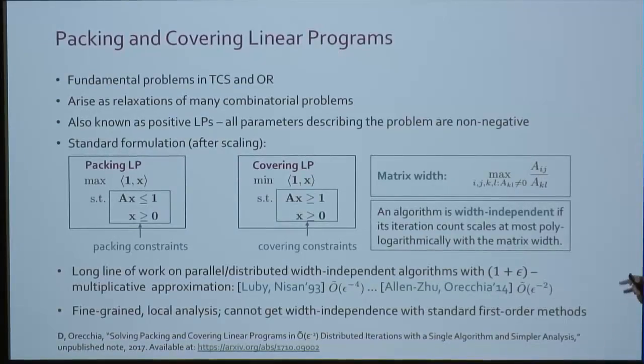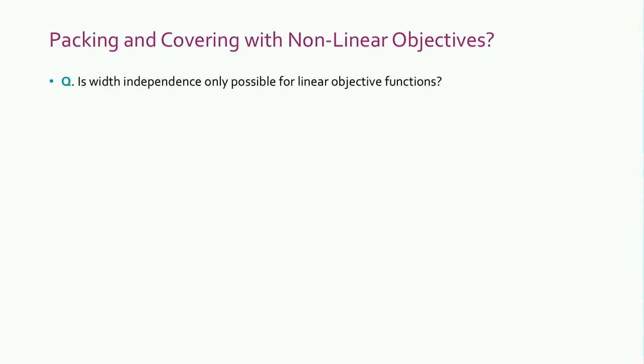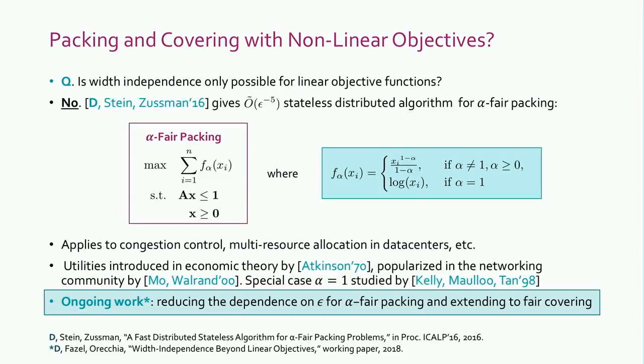What is really interesting is that you need some sort of fine-grained local analysis to get width independence. If you used first-order methods as a black box, you wouldn't get it. Now, do you think that this is intrinsic to linear programs? Can you get width independence only for LPs? No. I had an earlier work that I did during my PhD. I actually presented it here 3 years ago. It gives an algorithm that has this horrible dependence on epsilon, but that's because it works in a very strong computational model. So it's not unusual, but it is width independent.